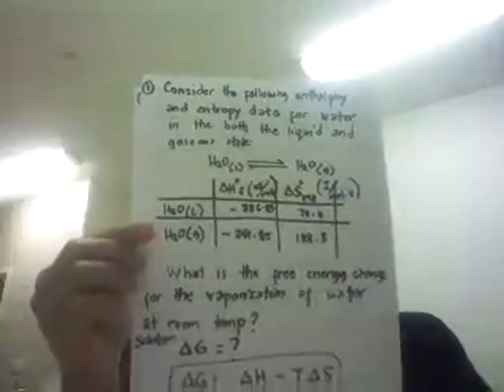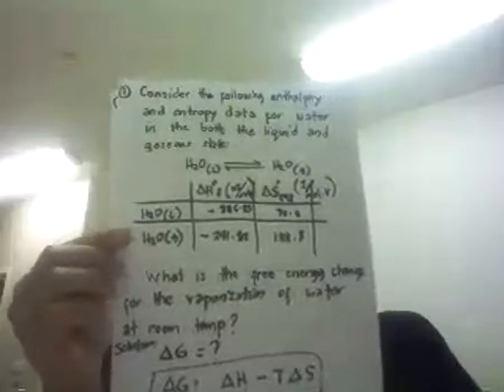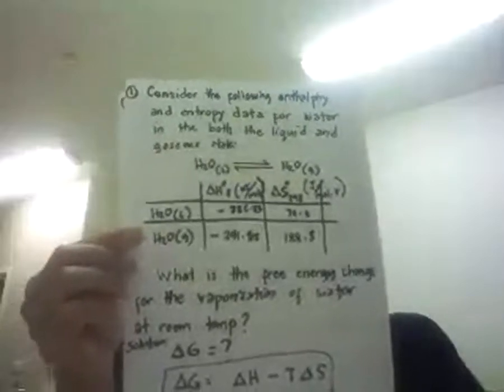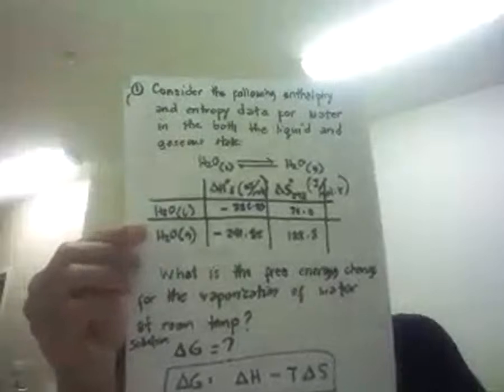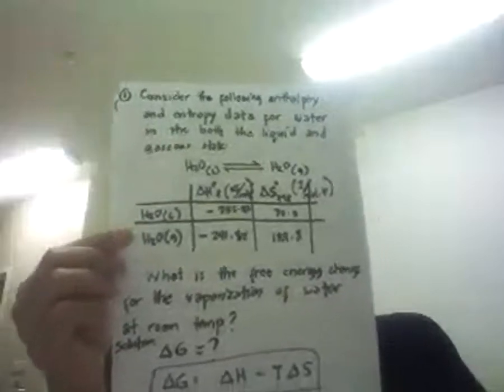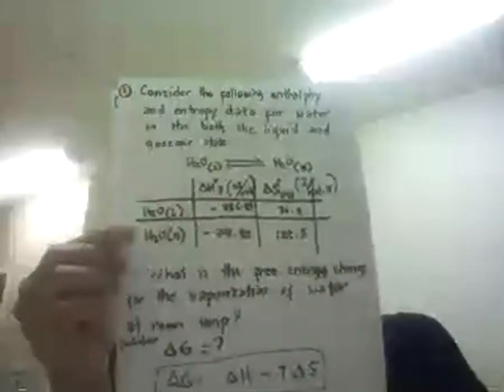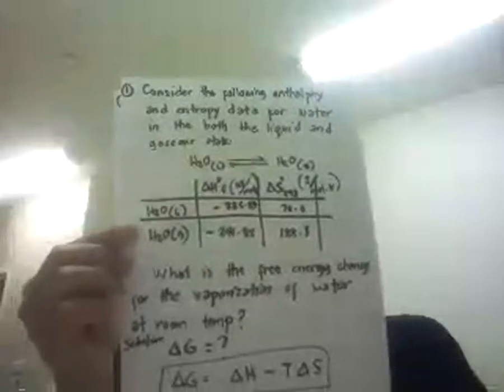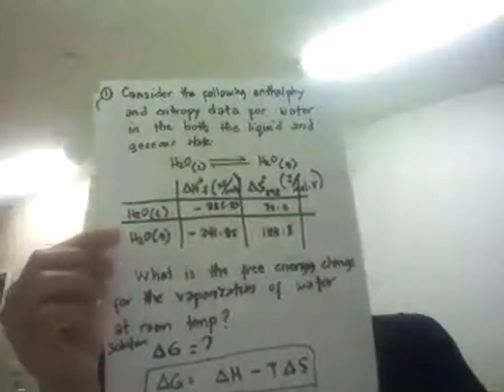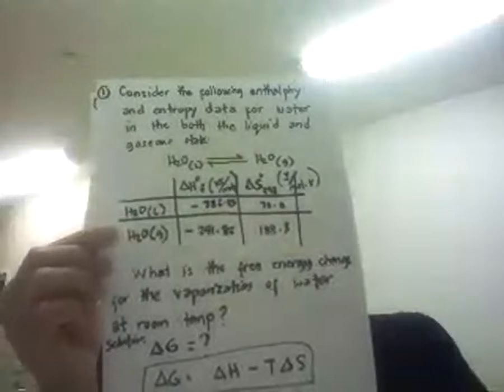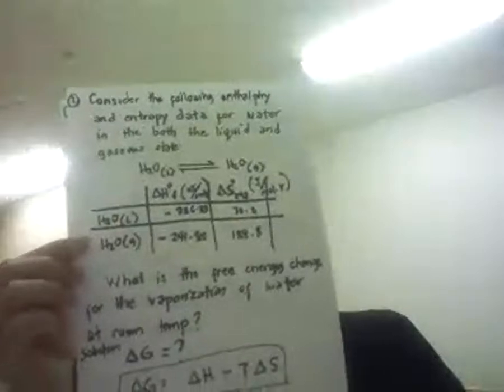This is the delta H. The second column, for H2O liquid, is the entropy of formation, which is 70 joules per mole Kelvin. And then we have the H2O gas state. We have delta H equal to negative 241.82, and the delta S is equal to 188.2.